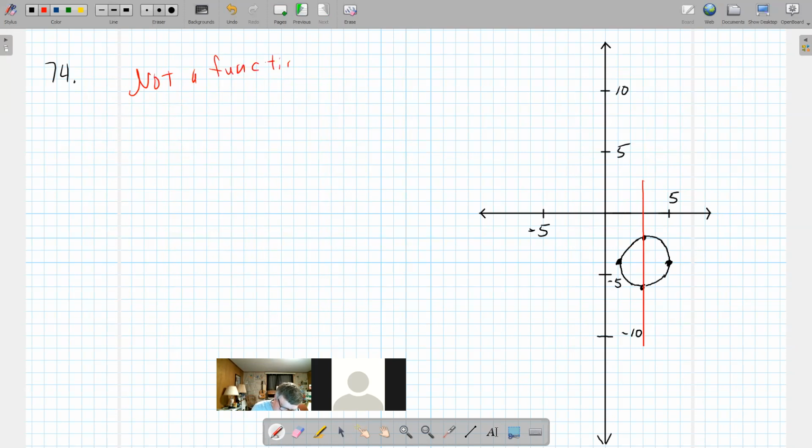So a circle is not a function. Let's see. 3, -2 and 3, -6. So there's two ordered pairs that have the same input going to two different outputs. Therefore, it's not a function. All right.